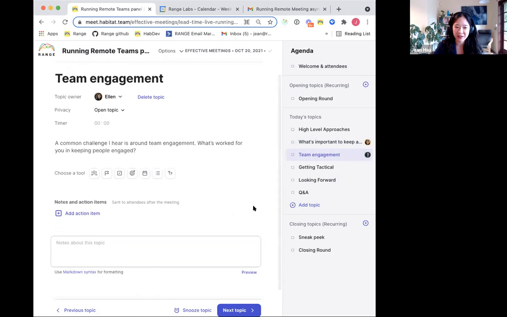A common challenge that I hear with managers who are newly managing remote teams is around team engagement. And I think this is kind of a tricky question because sometimes it's like, in meetings, how do I keep people engaged? And it's a little bit less about, oh, this person is disengaged, and more about they're not providing enough context or alignment with the purpose. But let's keep it framed as this. And so, Ellen, I was hoping you could start us off with what's worked for you in general, both in meetings and just working remotely, in keeping people engaged on the team.